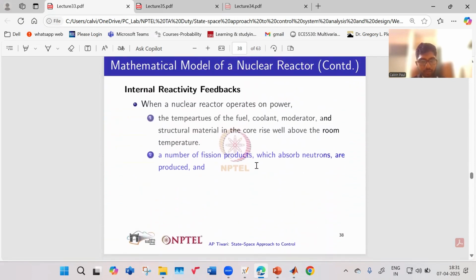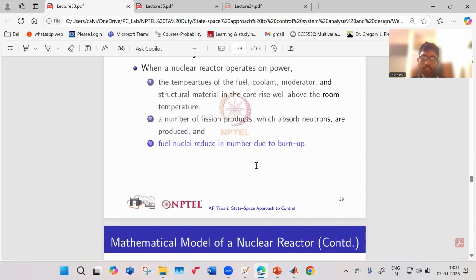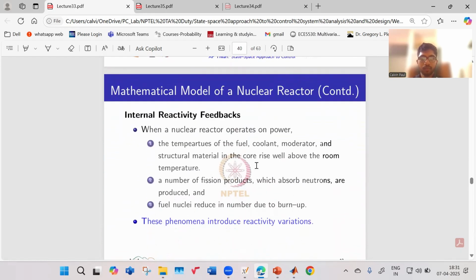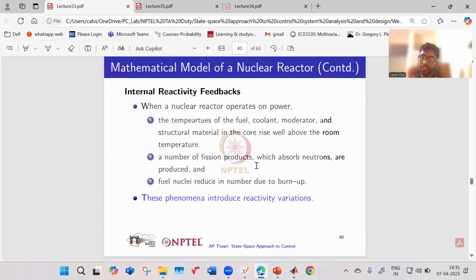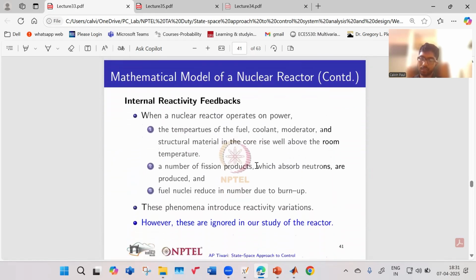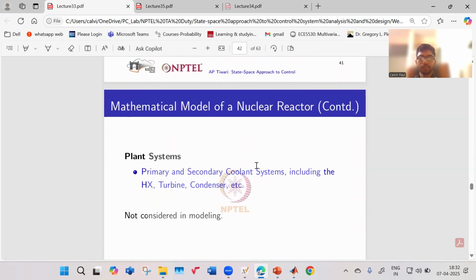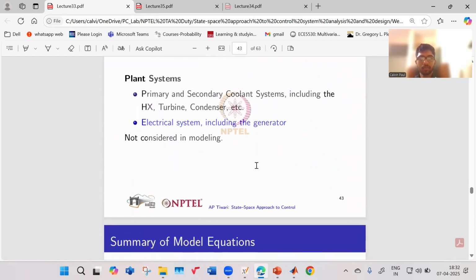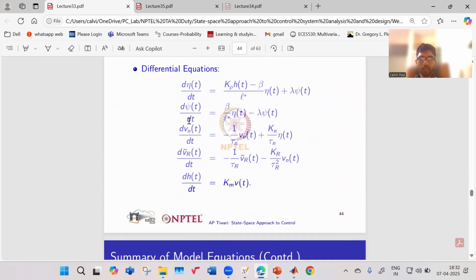When a nuclear reactor operates on power, the temperature of the fuel, coolant, moderator, and such material in the core rise well above the room temperature. Fission products which absorb neutrons are produced, and fuel nuclei reduce in number due to burning. This phenomenon introduces reactivity variations. However, these are ignored in the study of the reactor. So these complex phenomena which are required to accurately model are not considered. We just consider some constant value. There are certain plant systems also which are not considered in the model. So this is the final set of equations.